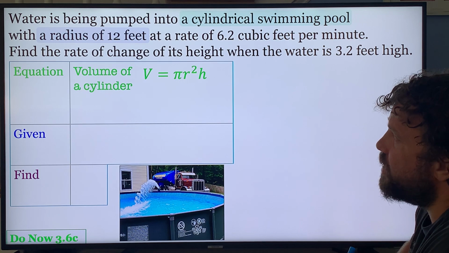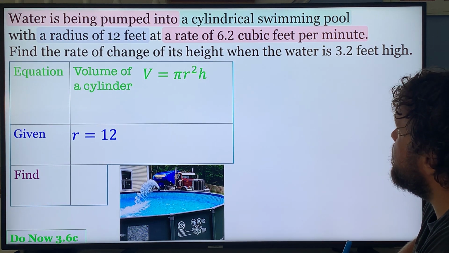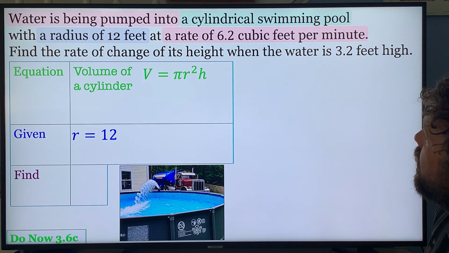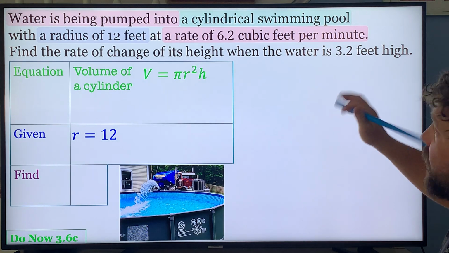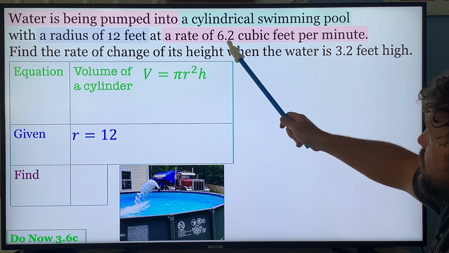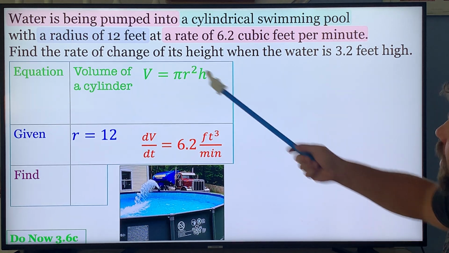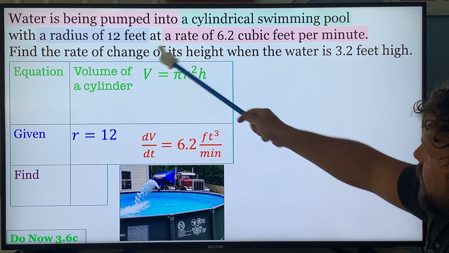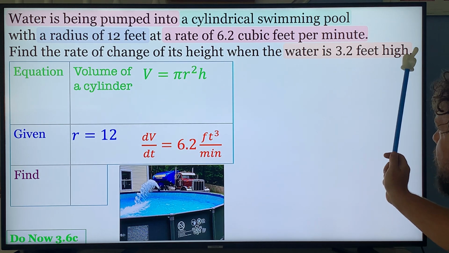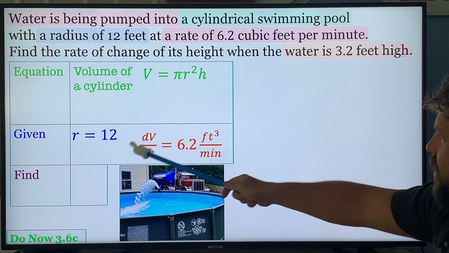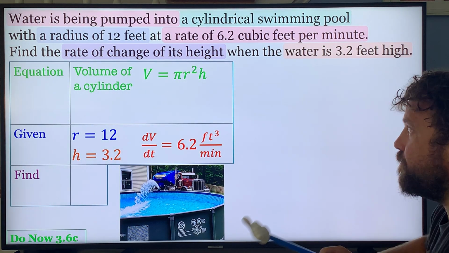Radius of 12 feet. So, what's that? R equals 12. Rate of 6.2 cubic feet per minute. Cubic feet, we just said when you see feet cubed, that's what? Volume per minute is dt. So dV/dt equals 6.2 cubic feet per minute. See? Now you're getting it, right? All right, so this is what we're finding: the rate of change of the height when the water is 3.2 feet high. Oh, so 3.2 feet high, h equals 3.2. Rate of change of the height, dh/dt.